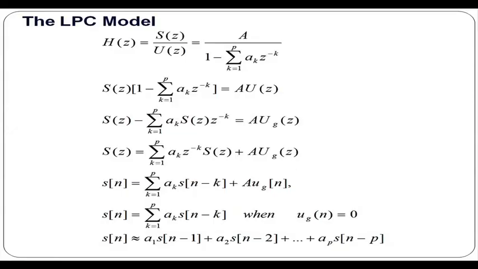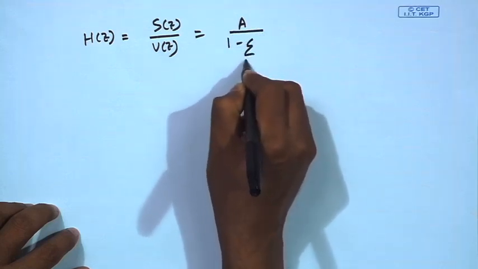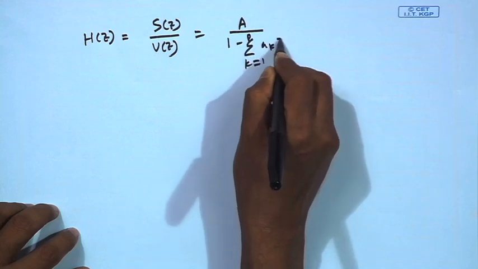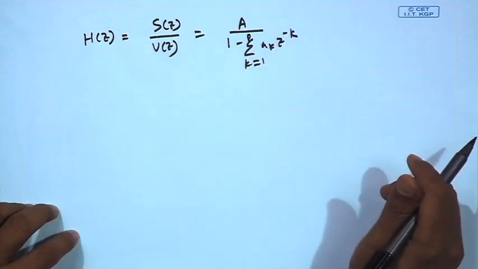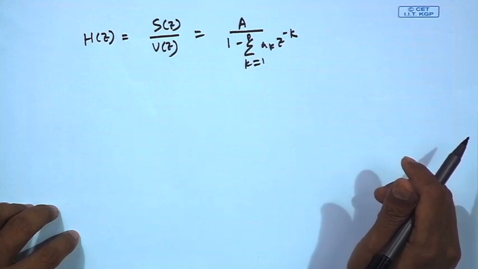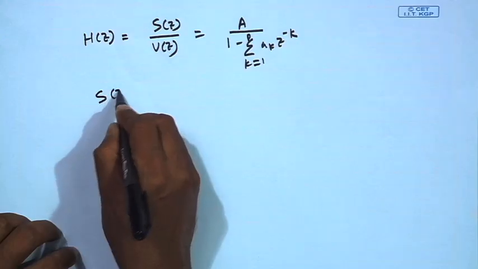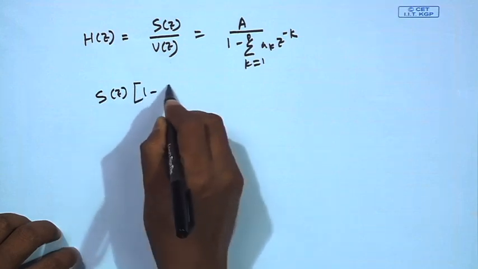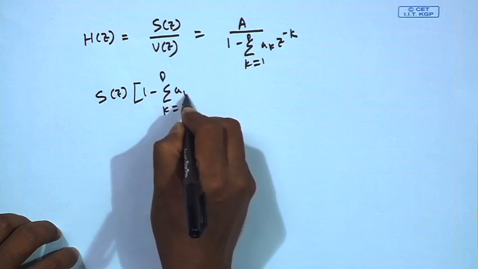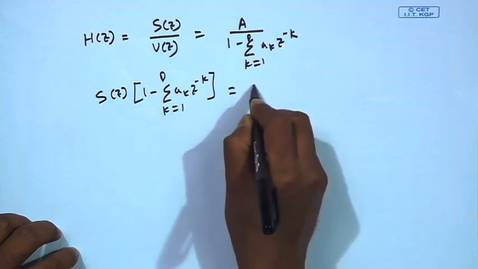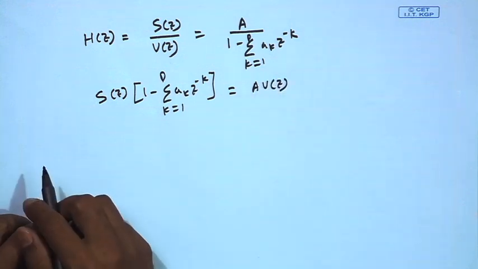Now, if I go to the linear prediction system, let us say H(z) is nothing but the output speech S(z) divided by the input U(z). This can be modeled as A, the gain, divided by 1 minus the sum over k equal to 1 to p of a_k z to the power minus k. p is the number of poles, which we have already studied. Now, if it is that, then I can say S(z) into 1 minus the sum over k equal to 1 to p of a_k z to the power minus k is equal to A into U(z). U(z) is the input impulse.